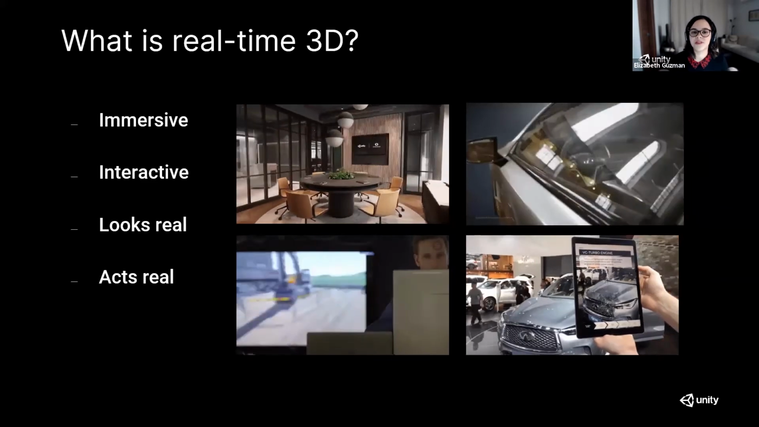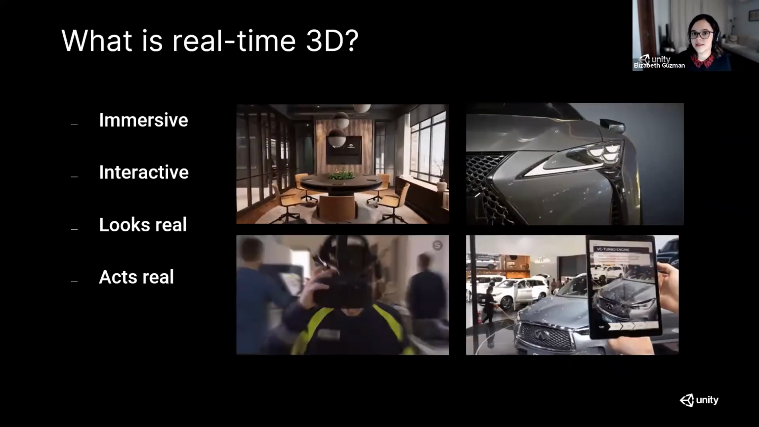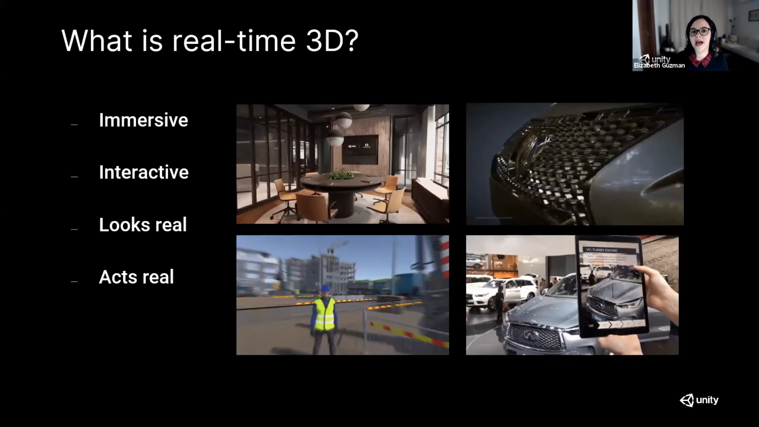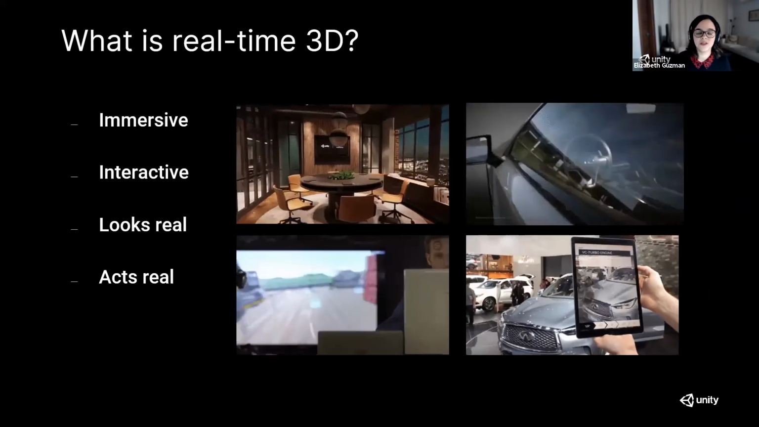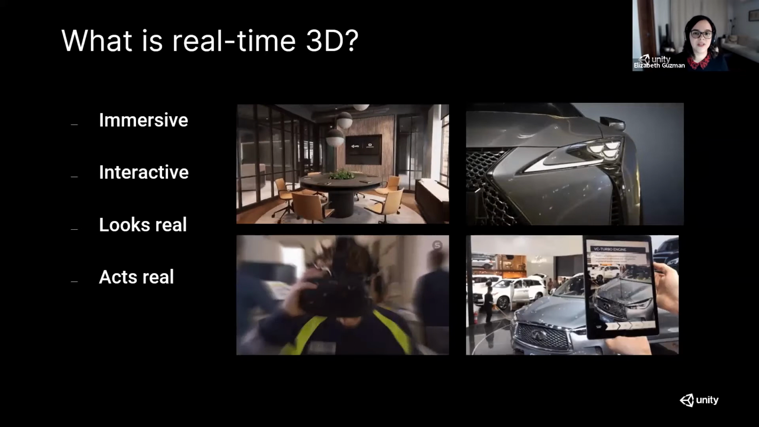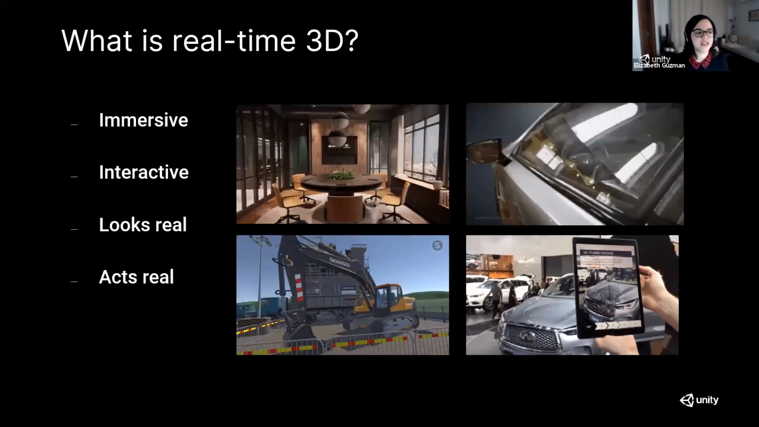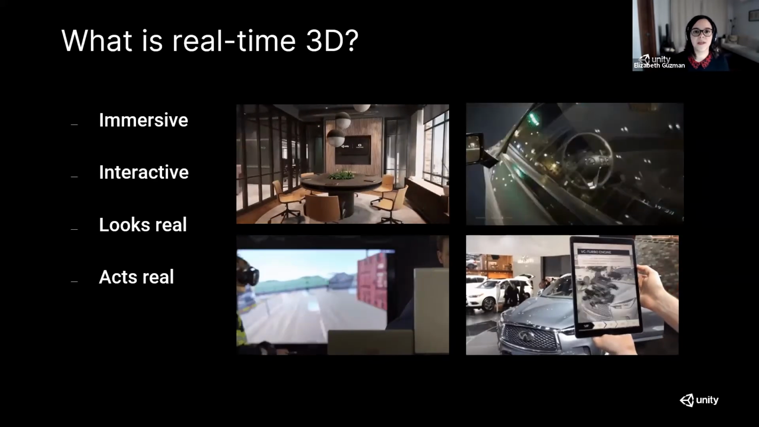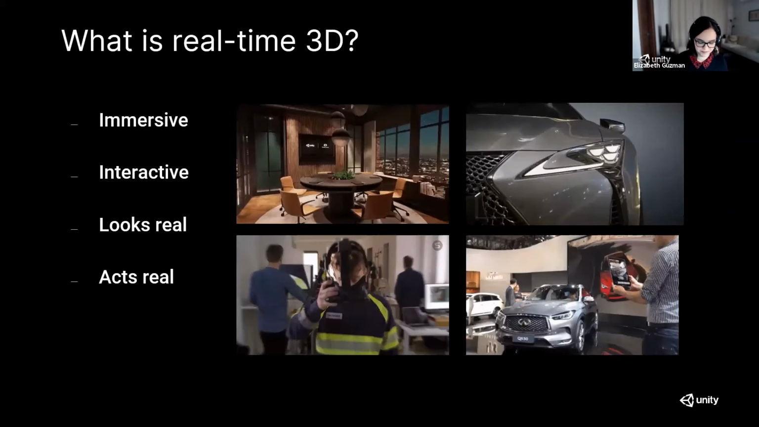But what is real-time 3D? Well, it is something that is immersive, it is interactive, it looks real, it acts real. It's like a high-end video game. With real-time 3D, you can walk through space, you can open doors, you can move objects, and you can overlay digital content into the real world. And everything you see in there, the lights, the reflections, the animations, and information, all that is being rendered in real time.